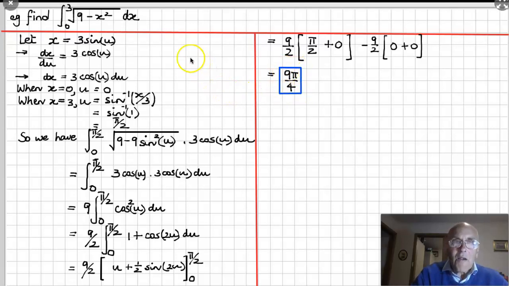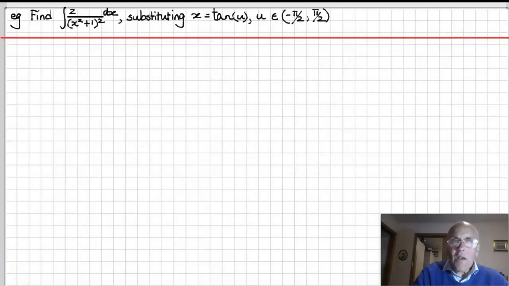So now, what I want you to do when you're ready is pause this, or later on if you like, do the whole thing with x equal to 3 cos u, and prove it to yourself. It does actually work, all right? So well done. All right, over the screen we go.